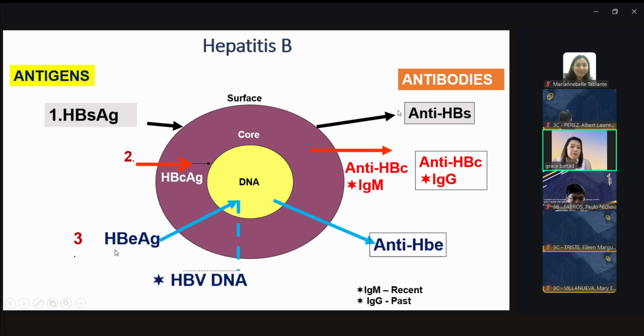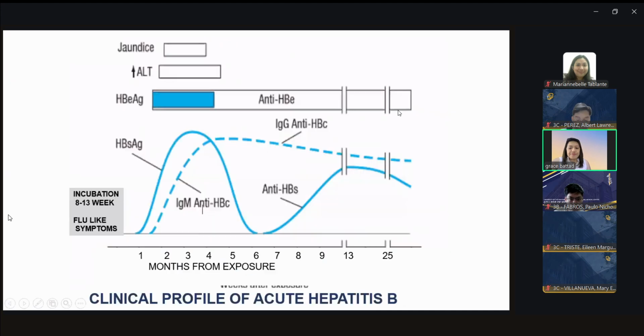Your hepatitis B E antigen is also within the core, but it can be reflected in the blood, and the concomitant anti-HBe antibody would develop later. If you ask for the DNA, you can ask for the HBV DNA. It can also be detected.